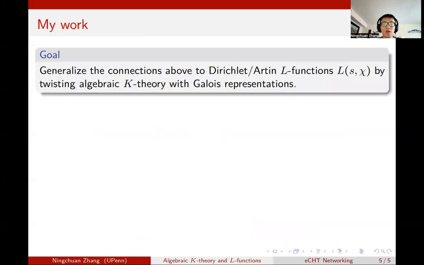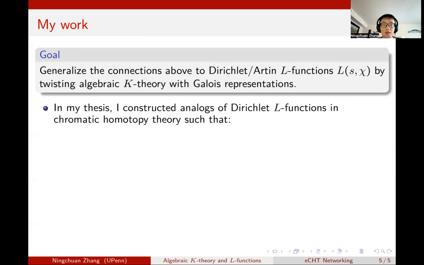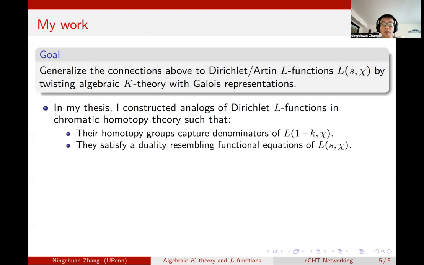So in my own work, a general goal is to generalize the connections between algebraic K-theory and L-functions above to Dirichlet or Artin L-functions by twisting algebraic K-theory with Galois representations. In my thesis, I constructed analogs of Dirichlet L-functions in chromatic homotopy theory, such that their homotopy groups capture the denominators of special values of L-functions and satisfy a duality phenomenon resembling the functional equations of the L-functions.